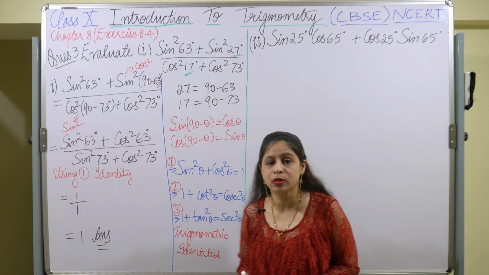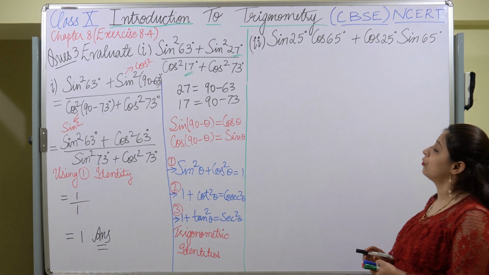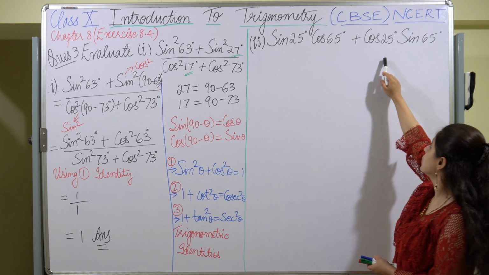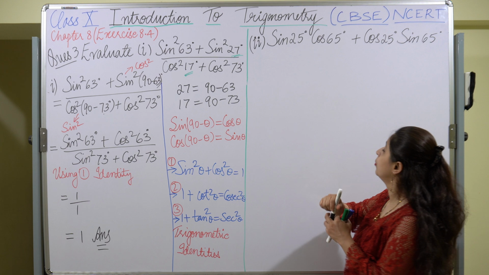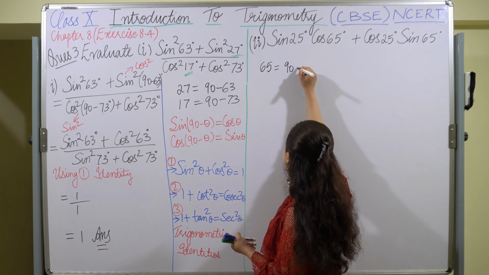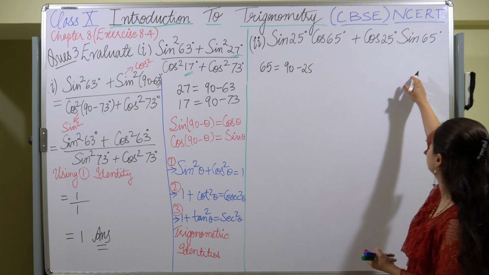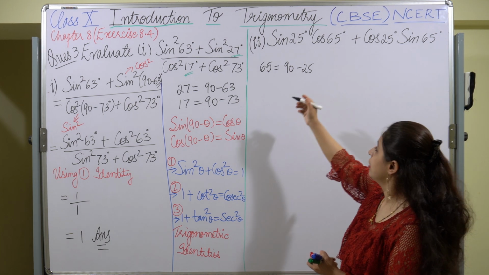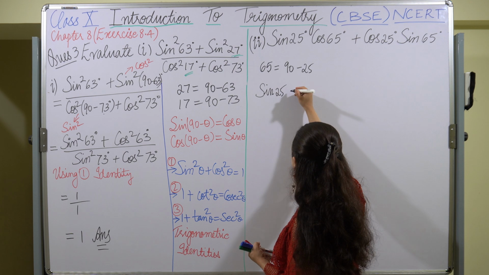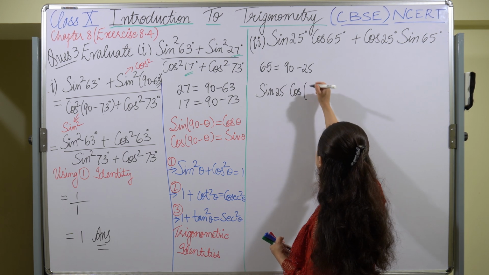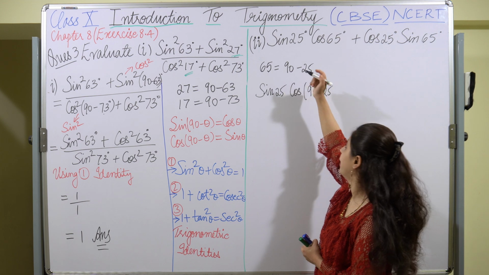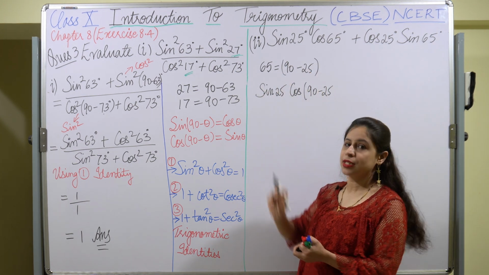Now let us start with the second part of the third question, which we also need to evaluate. We have been given sine 25 cos 65 plus cos 25 sine 65. We will be replacing 65 by 90 minus 25. So we will keep sine 25 as it is, then cos 90 minus 25, because we replace 65 by 90 minus 25. If we subtract 25 from 90 we get 65.